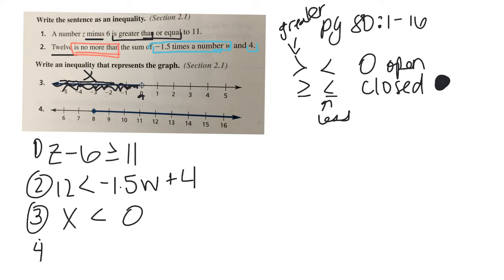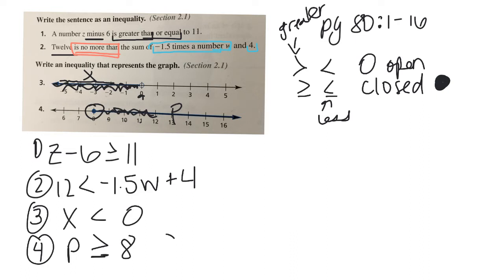And number 4, we have 8 is our threshold, and the shading represents, let's say, P. It doesn't really matter what letter you use. And so the shading is bigger than 9, 10, 11. Those are bigger numbers than 8. So it's greater than. The circle is closed, so it's greater than or equal to. So P is greater than or equal to 8.